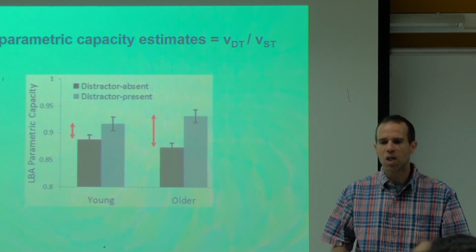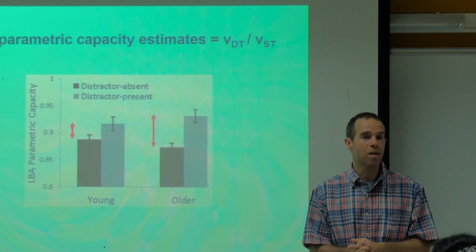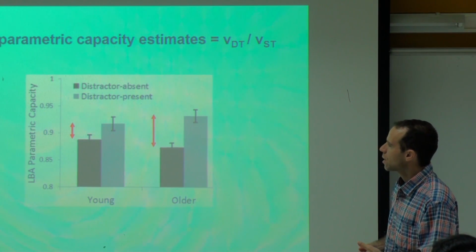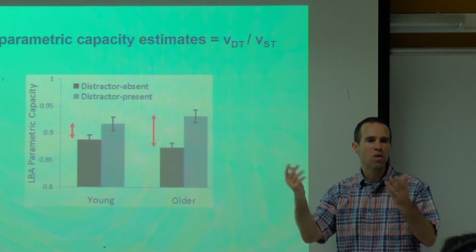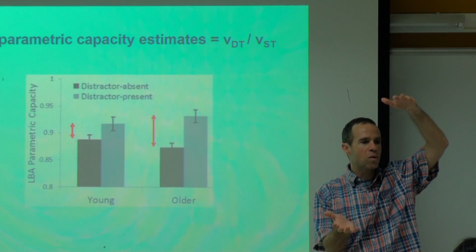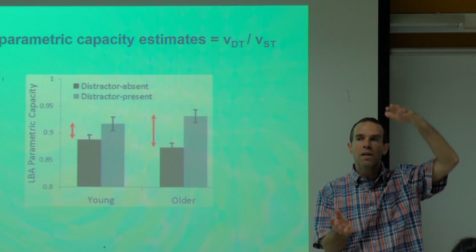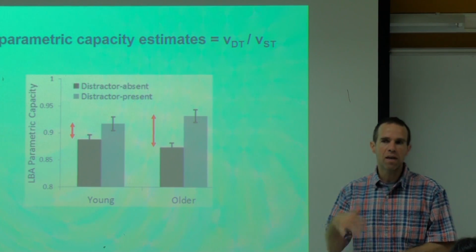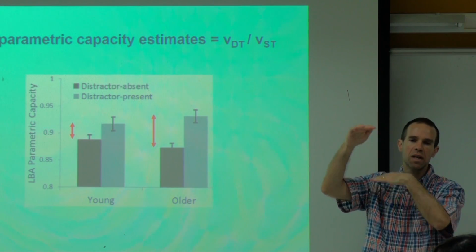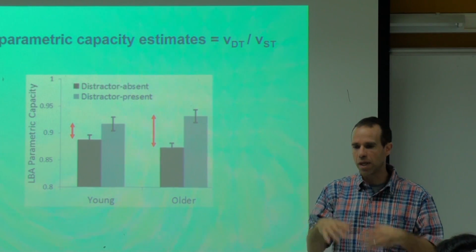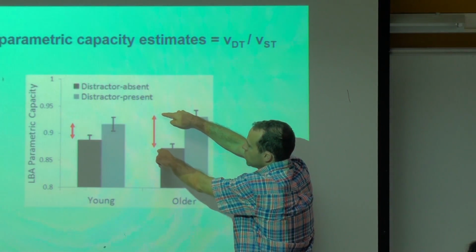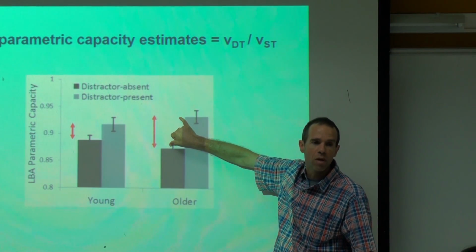Oh, that's just another way to look at capacity using rates. Here we simply take a difference or a ratio score between the rate of single and double targets. The same way we calculate the capacity coefficient, we can take a ratio between double and single rates of the NBA model. And we find again a bigger detriment, so a larger effect for the older adults.